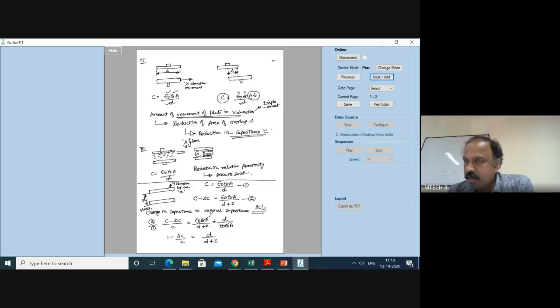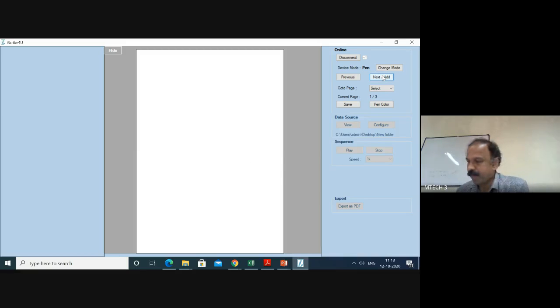Yes, sir. Okay, so this was my second page. Let me go to the next page. Now what is my delta C by C? I'll send delta C by C to the right side, so 1 will be here only. 1 minus D divided by D plus X. Yes or no? Clear? Yes, sir. Any doubt?